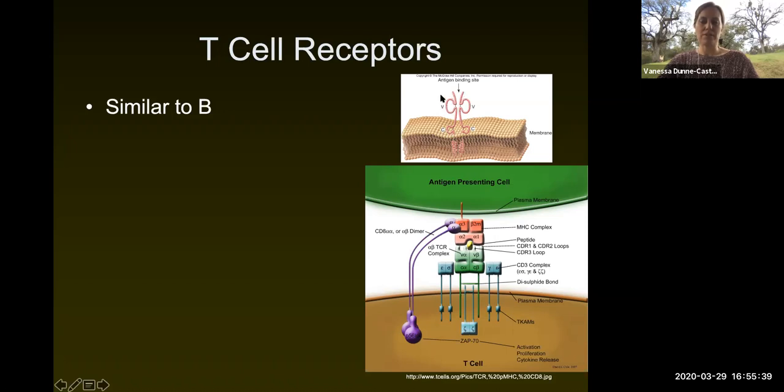And for each of these receptors, there's a variable region that's responsible for binding to a foreign antigen, and a constant region, which is where that membrane anchoring is. Now, although this is the simplified version of the T cell receptor, note that there's a T cell receptor complex that is a little bit more complicated. So let's look at this.